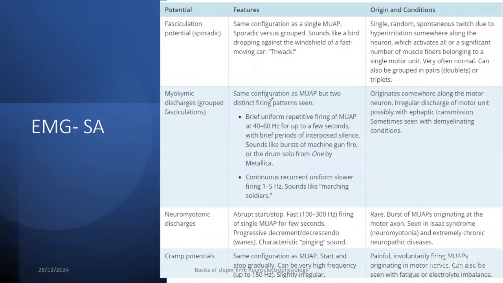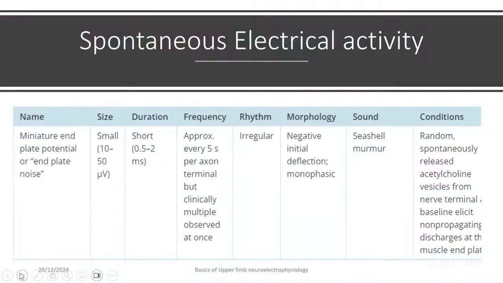So as you go on doing this, you can observe all these things. Neuromyotonic discharges and cramp potentials, you read by yourself, and I'm not going to elaborate on them. So let's go to the spontaneous electrical activity, which is very important, and miniature end plate potentials or end plate noise.